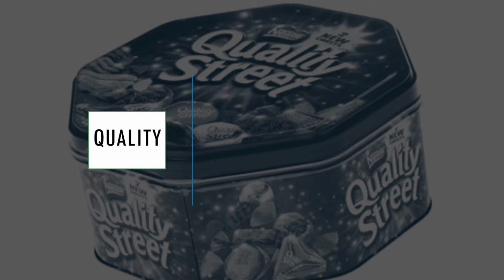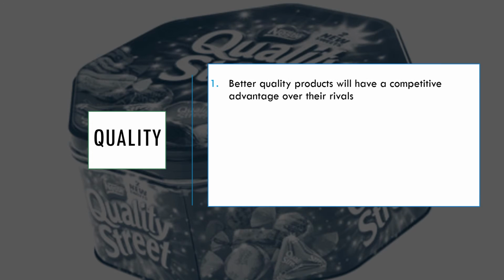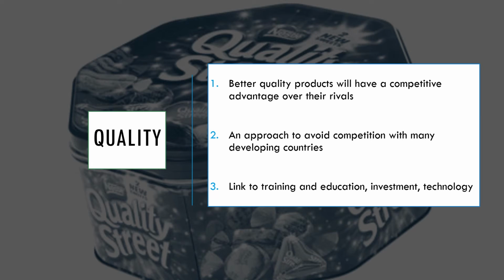So quality is also an influence on competitiveness. We said earlier that it depends on price and/or quality. Better quality products will have a competitive advantage over their rivals. Often this is an approach that developed countries can take to avoid competition with many developing countries, to focus on products or businesses that provide high quality services or high quality products that require a lot of technology or highly skilled staff. This is a way of differentiating them from the low price and low cost businesses in developing countries. Again, quality has a link to training, education, investment and technology.